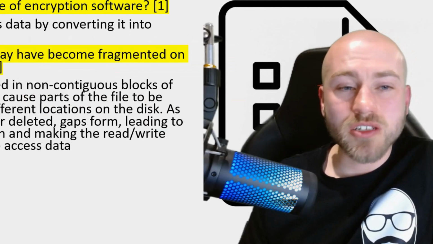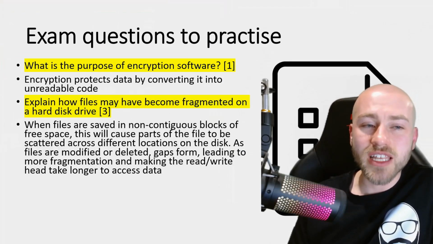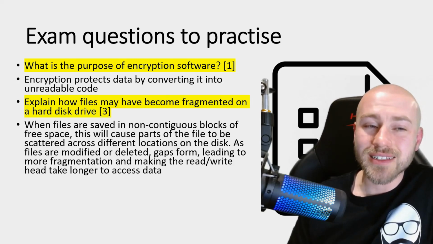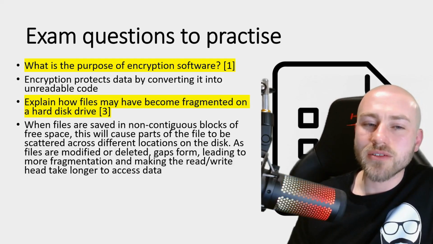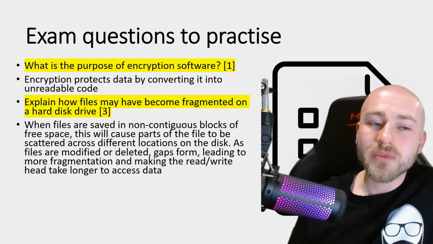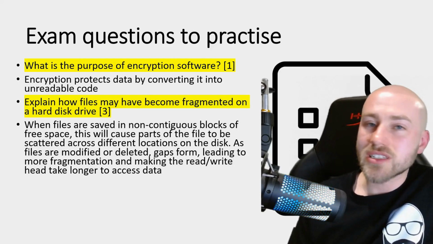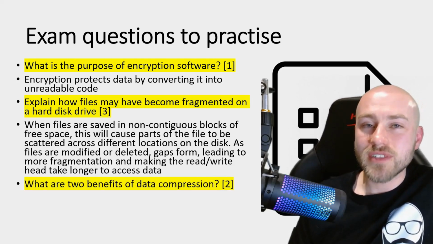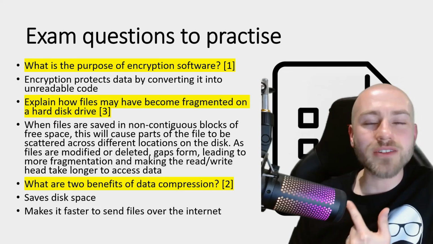So it was a 3-marker, so we've gone into a little bit of extra detail on this one. So when files are saved in non-continuous blocks of free space, this will cause parts of the file to be scattered across different locations on the disk. As files are modified or deleted, gaps will form, leading to more fragmentation and making the read-write head take longer to access the data. And question three, what are two benefits of data compression? It saves disk space and it makes it faster to send files over the internet.